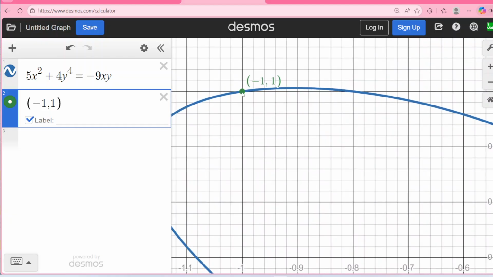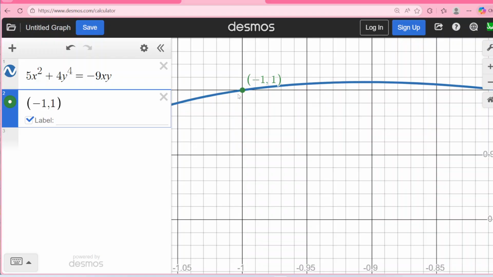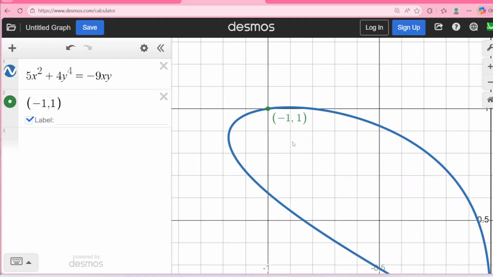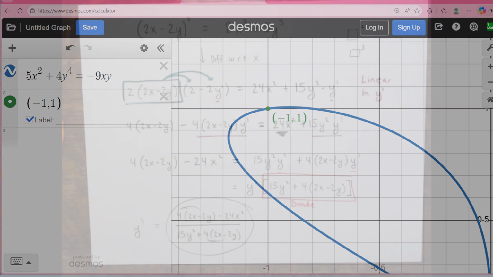Now look, closely you zoom in, you can probably see that my tangent line should have a positive slope. And the curve is sloping upward at this moment. So when I go find the derivative, right, when I go find y prime here at x equals negative 1, y equals 1, I better end up with some positive slope, if everything looks like this. So let's do that.